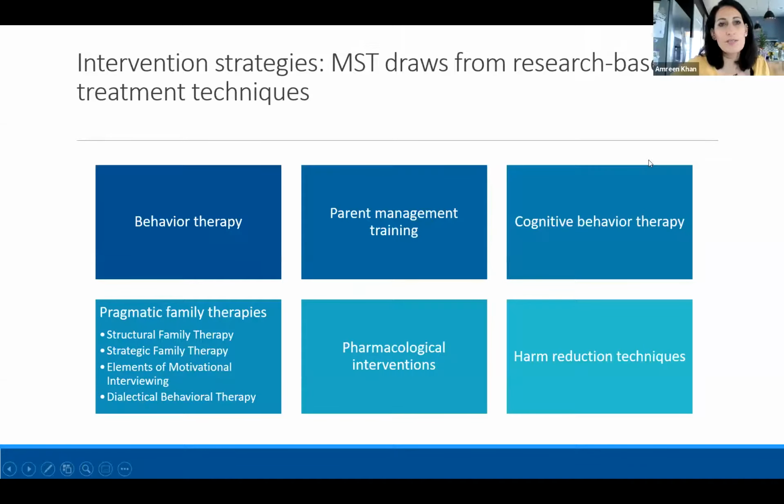The other goal of MST is really to empower the parents so that they are the ones that have the skills to do this once they're no longer in services. They're able to have those skills independently of formal services. So the different strategies that are used based on research techniques include behavior therapy, parent management training, cognitive behavioral, pharmacological intervention, so they are linked with a psychiatrist if needed, and harm reduction techniques, and various pragmatic family therapies.